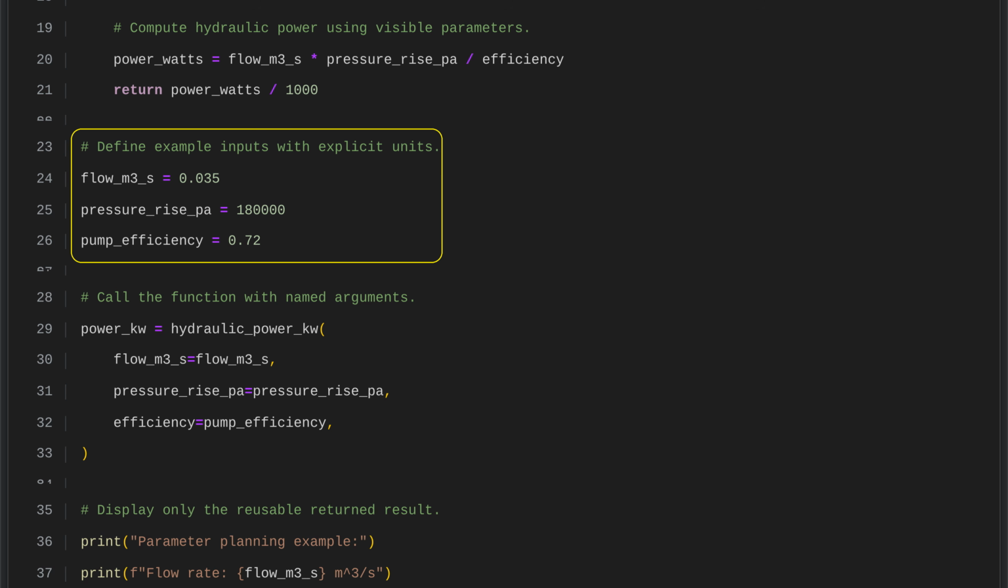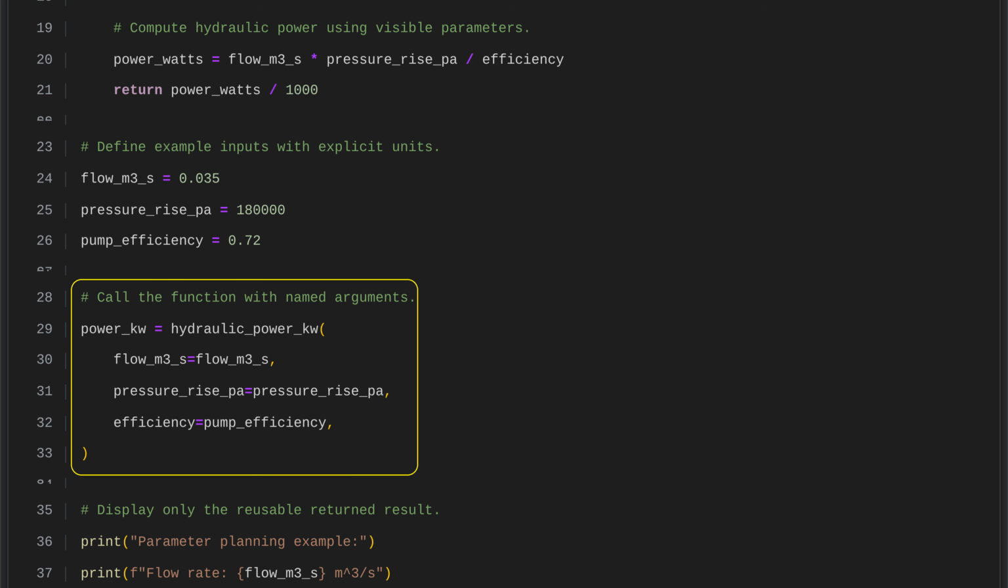To calculate the pump's required hydraulic power, we define 3 key inputs: a flow rate of 0.035 cubic meters per second, a pressure rise of 180,000 pascals, and an efficiency of 0.72. Together, these describe how much fluid the pump moves, how much pressure it must add, and how effectively it converts input energy into useful work.